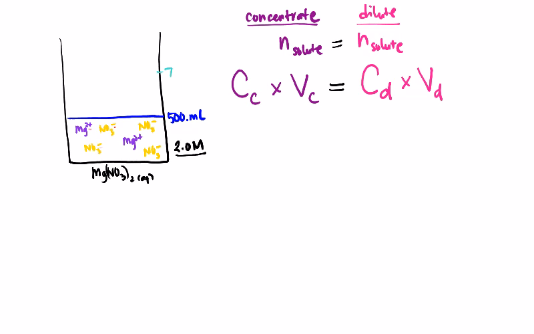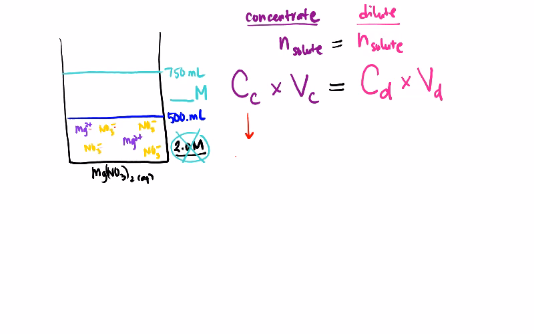Let's say I've spilled water by accident. I've added water to my solution, so now the solution is brought up to 750 mL. My solution would no longer be 2 molar because I've diluted it. Let's calculate the new concentration of the solution.